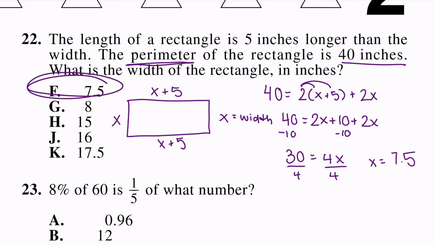It is important to make sure that they are actually asking for what our value of x is. So what is the width of the rectangle? Our width is x, so it would be 7.5.